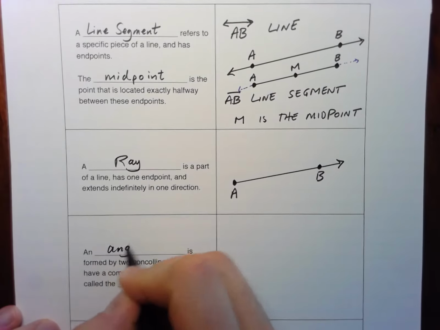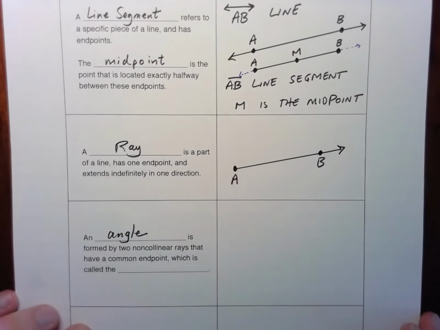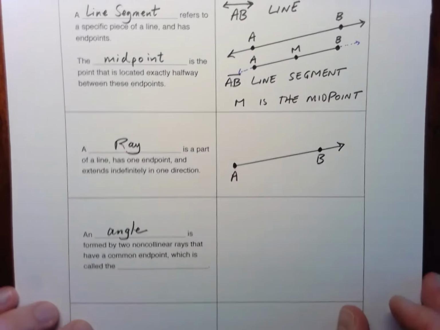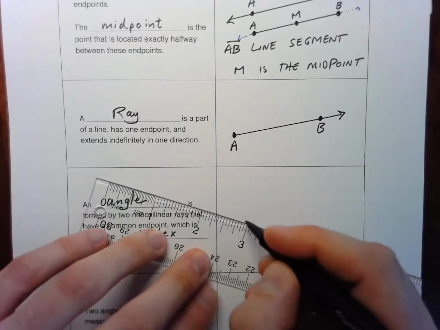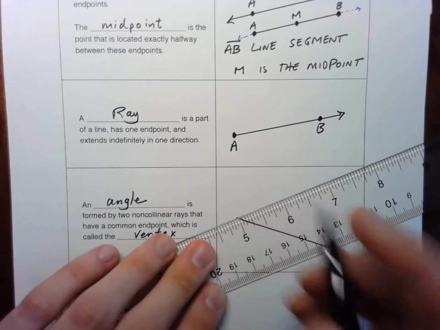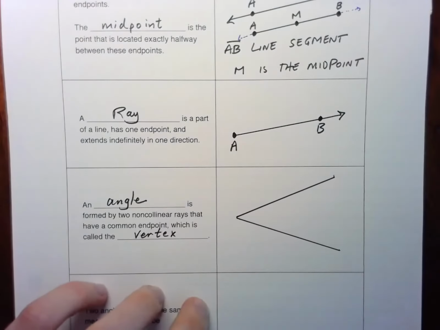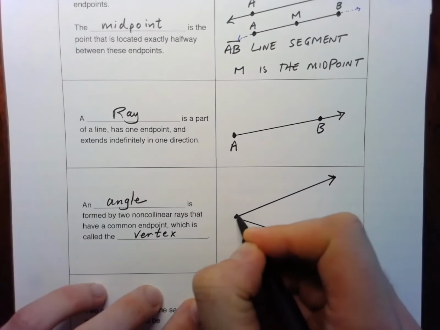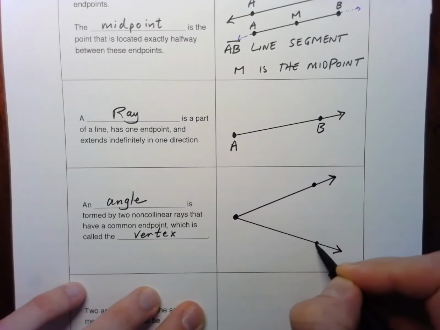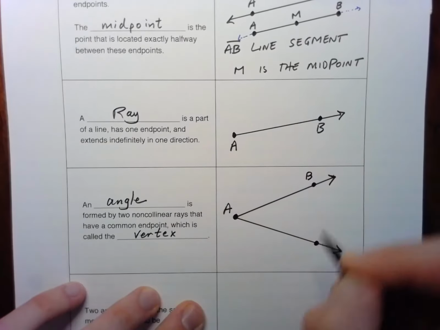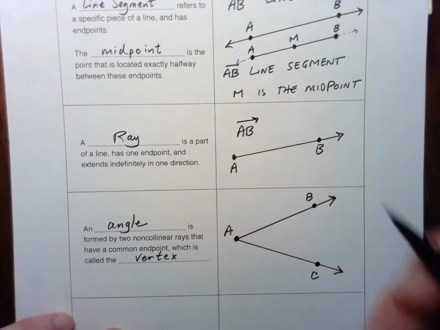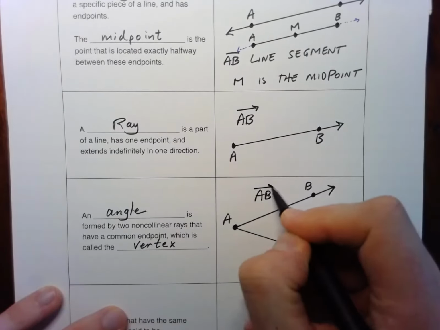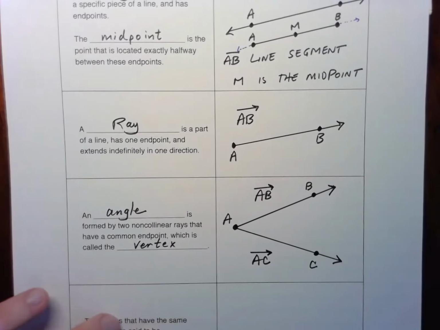An angle is formed by two non-collinear rays that have a common endpoint, and that common endpoint is called the vertex. If we have two non-collinear rays, that means they are two rays that are not on the same line, and they share a common endpoint. Let's say this is A, B, and C. Well, we have ray AB, and by the way, you would write this as AB with a little ray over it, of course. So this would be ray AB, and this would be ray AC. And A is the vertex right there.